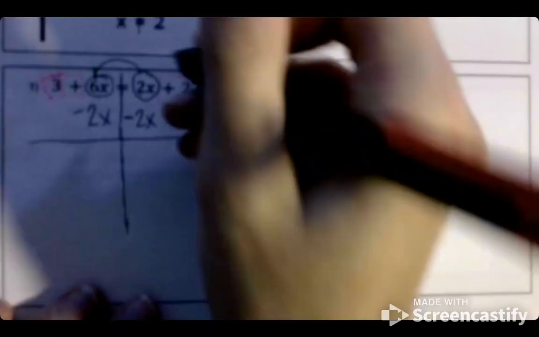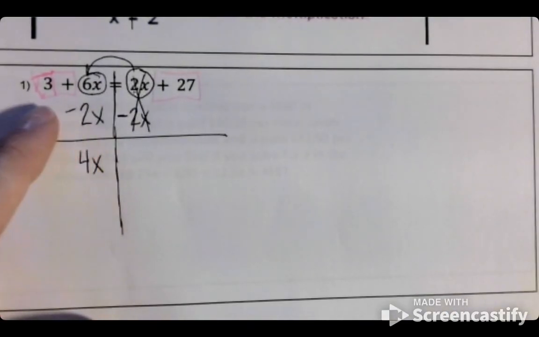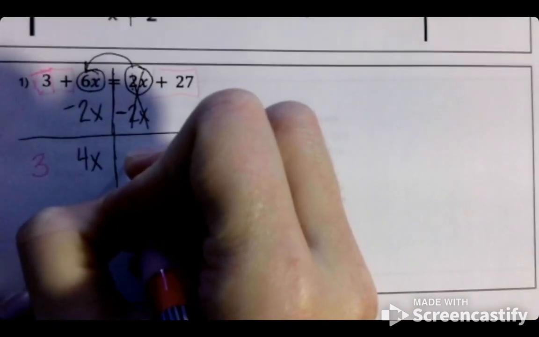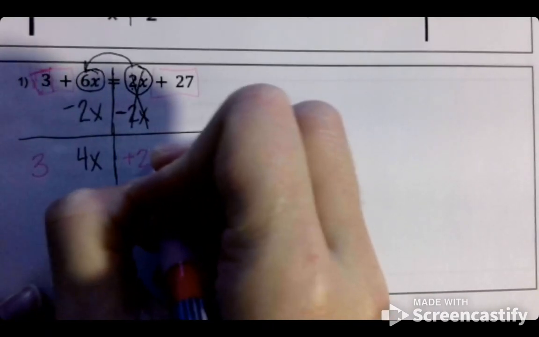So I want to move my 2x over to my 6x. Because I'm moving it, I'm either adding or subtracting. Right now it's a positive, so I'm going to subtract it. That goes away, right? 2 minus 2 is 0. 6 minus 2 is 4x. And again, notice how I put the x with the x, and then the 3 just stayed out front. So I have 3, and then I have a positive 27 over here.